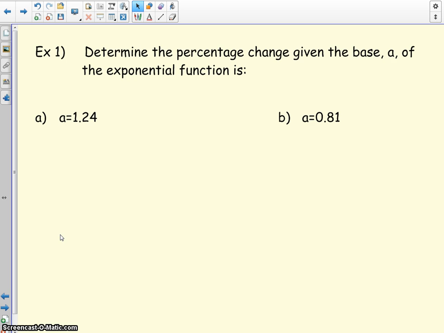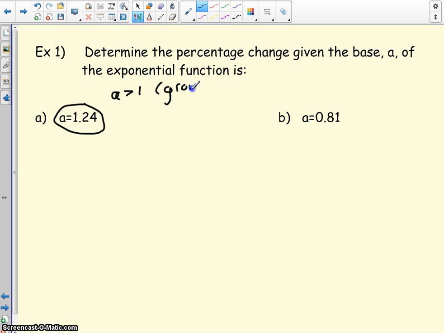So here, we're going to ask you to determine the percentage change, and I'm giving you the base. So the exponential function, we don't know the initial value or anything like that. We're told the base of the exponential function is 1.24. So right away, when I look at this, I see a base of 1.24 that is larger than 1. So I know right away this is going to represent exponential growth. Okay, this is going to be an increasing exponential based on what I see here.